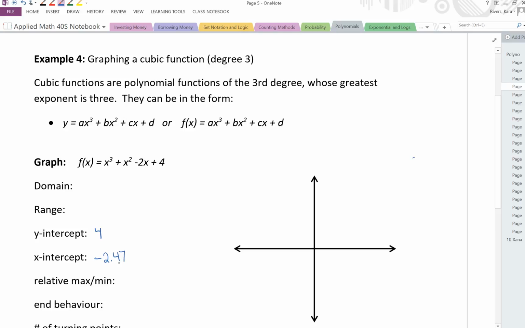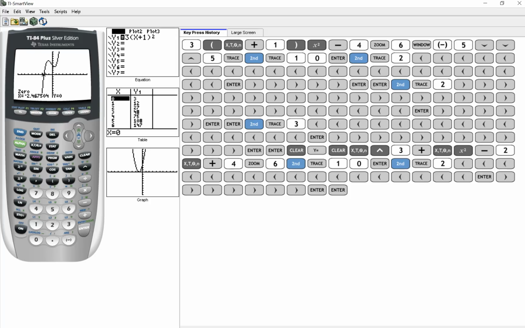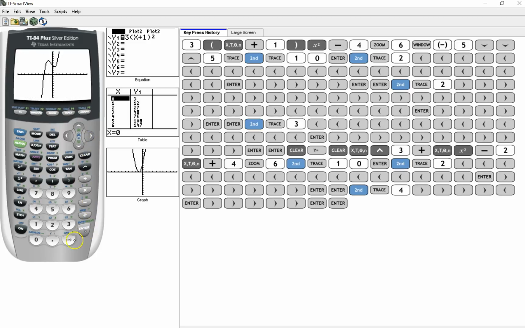Okay, relative max and min. So second trace, I'm going to do the maximum first, that's the bump up. So that's my left bound and my right bound. So that's at negative 1.22 if I'm rounding, and 6.11.